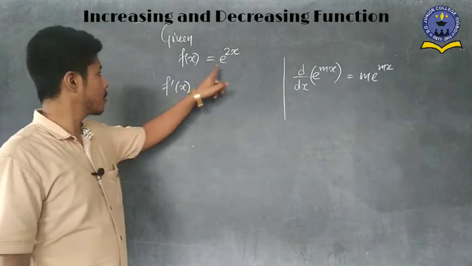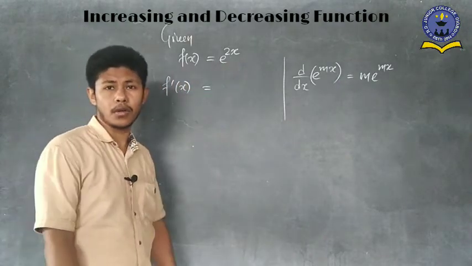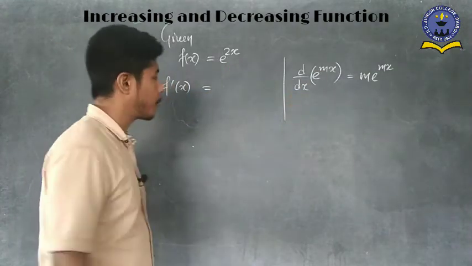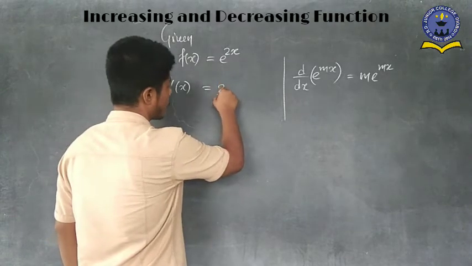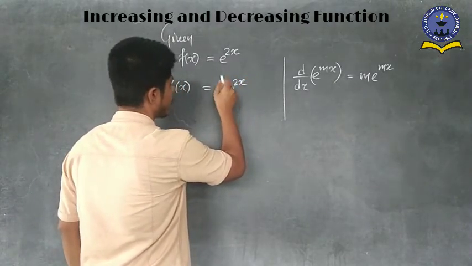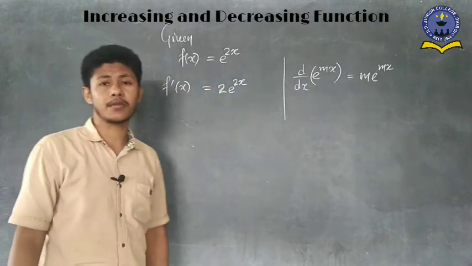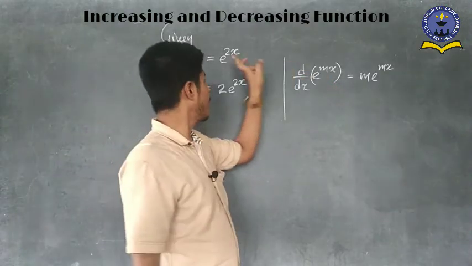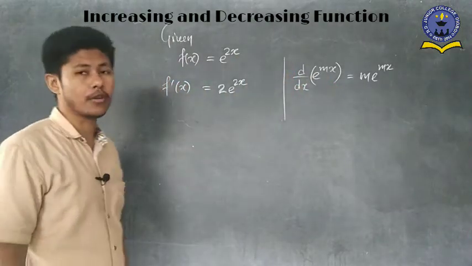Now in this case, you see here, m means what? 2. So if m is 2 here, we can easily apply this formula. If we apply it, what do we write? 2 into e to the power 2x. Is it clear? Here m means 2, so we write 2 into e to the power 2x.